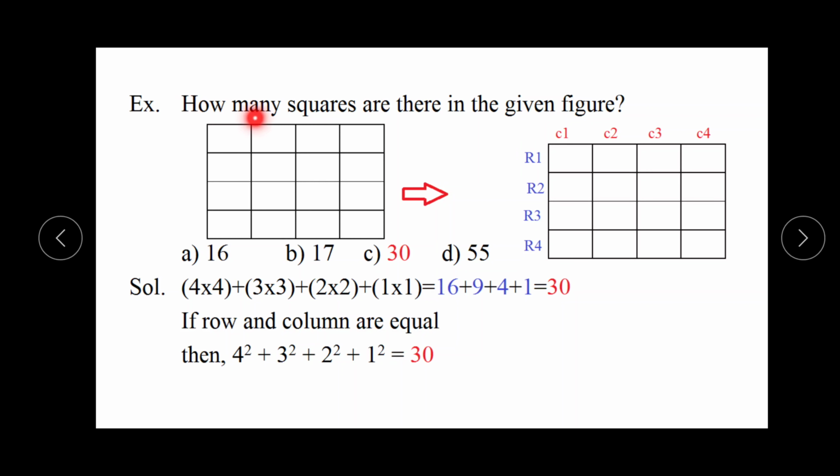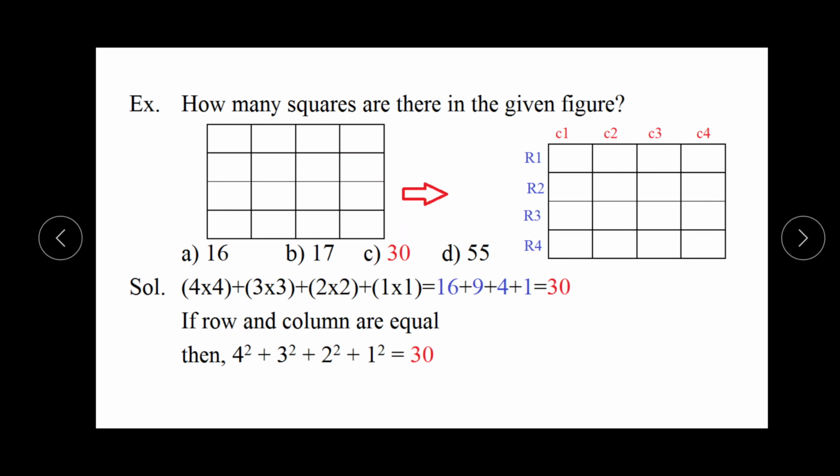Here we can see how many squares are there in the given figure. We can see clearly that there are 4 columns and 4 rows. It means we will do 4 multiplied by 4, 3 multiplied by 3, 2 multiplied by 2, 1 multiplied by 1. It means this is the square of 4, this is the square of 3, square of 2, square of 1, and then we will add them.